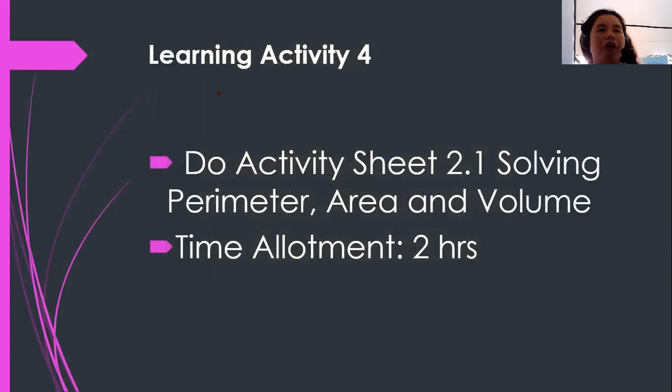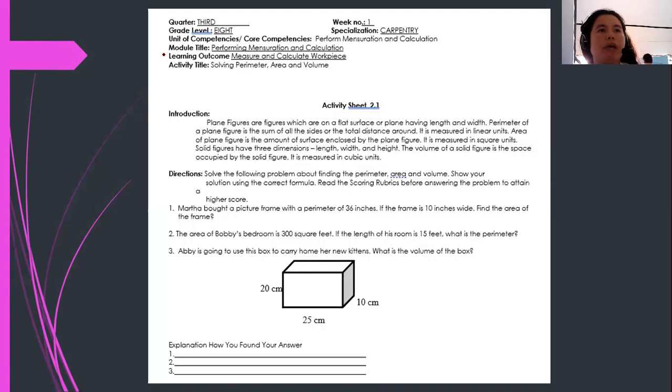Next. For learning activity 4, activity sheet 2.1, solving perimeter, area, and volume, for the time allotment of 2 hours. Here is the activity sheet 2.1. So direction, solve the following problem about finding the perimeter, area, and volume. Show your solution using the correct formula. Read the scoring rubrics before answering the problem to attain a higher score.